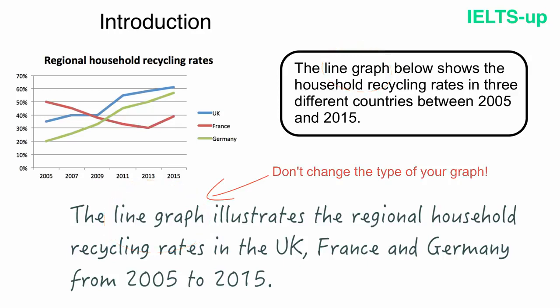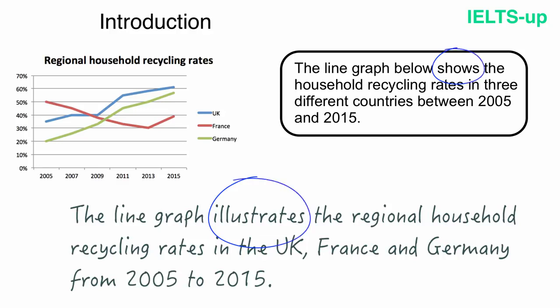I had the line graph, I did not change it, and after that comes the verb. And the verb can always be replaced with a synonym. So it's a very good idea to paraphrase the verb. So instead of shows, you can use illustrates and gives information about. There are also other synonyms, but it's enough to remember these 3 for your introduction.